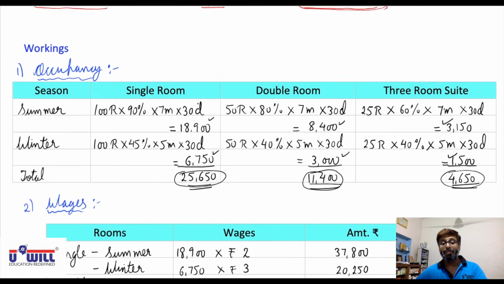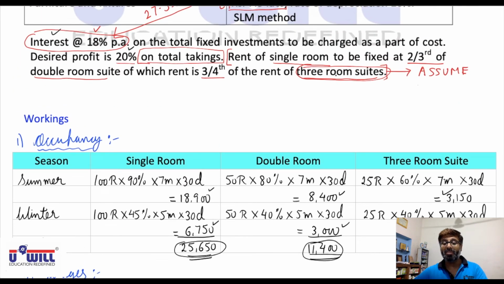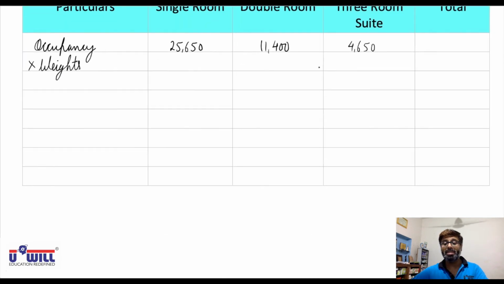I told you here we shall be assuming the rent of 3 room suite. Now what will you assume the rent of 3 room suite? Okay, you can assume it as 1. So suppose 3 room suite's rent is 1.